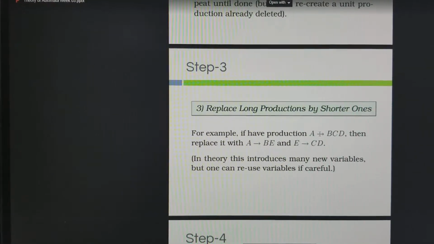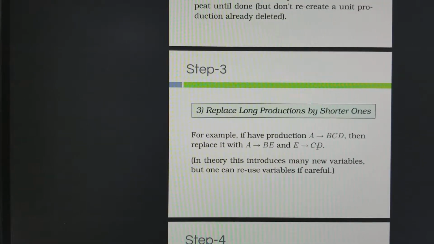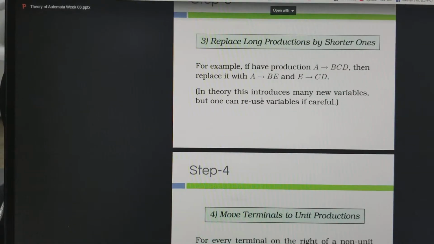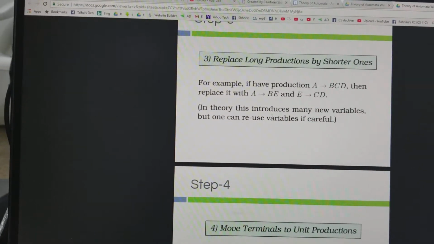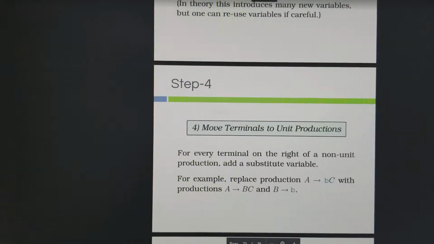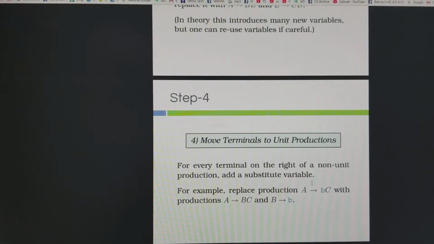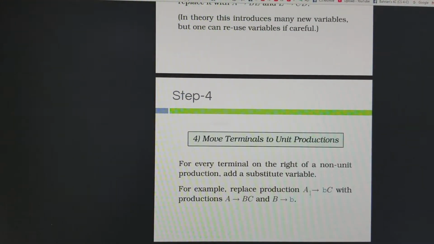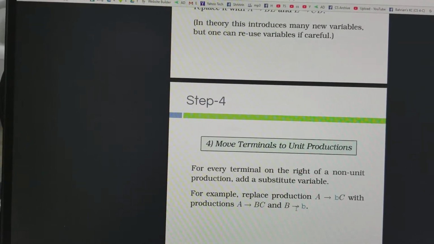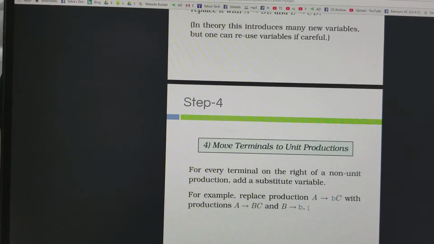See, A has your BE, and E will have your CD over here, and B and E. So it's kind of like a tree. In theory, this introduces many new variables, but one can reuse variables if careful. Move terminals out of non-unit productions. For every terminal on the right side of a non-unit production, add a substitute variable. For example, replace the production A goes to bC with A goes to BC and B goes to b, where a small letter is the leaf of any tree.